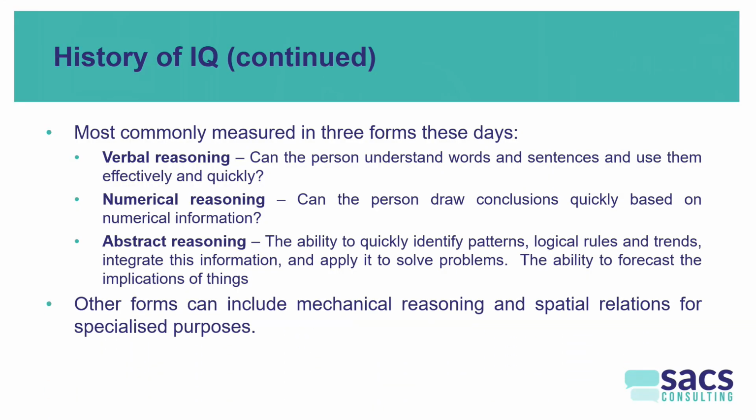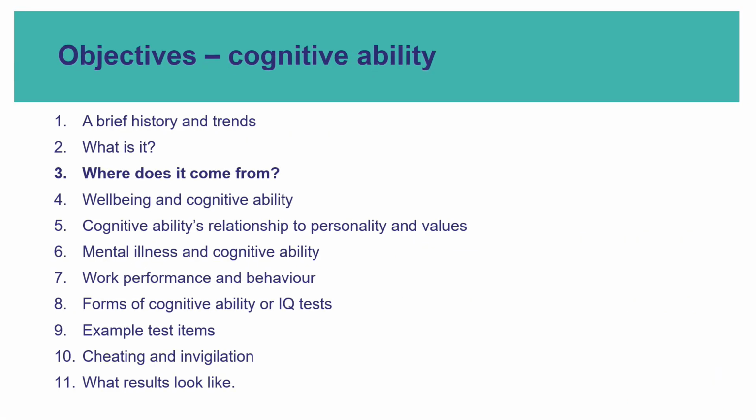So those are the 3 most commonly measured characteristics, but there are other forms which can include things like mechanical reasoning and spatial relations for specialised jobs. So that's a little bit about what cognitive ability is.